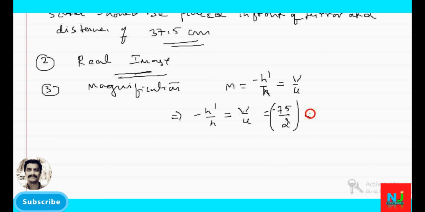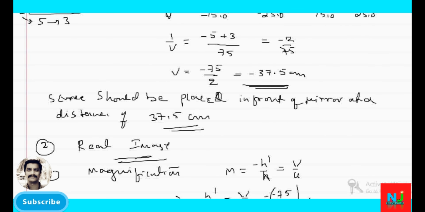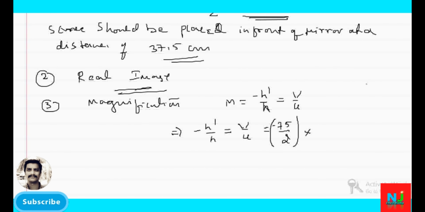So what is U? U is equal to how much? 1 divided by minus 25. Look at here, 1 divided by minus 25. Go for calculation, 25 ones are 25, 25 threes are 75. So H dash, remember the minus also cancels. H dash by H is equal to 3 by 2. So H dash is equal to minus H times 3 by 2.